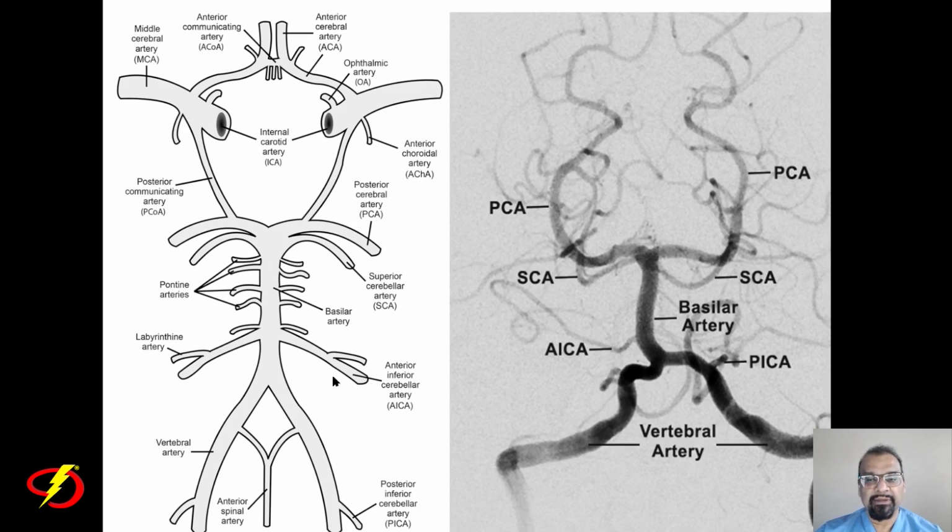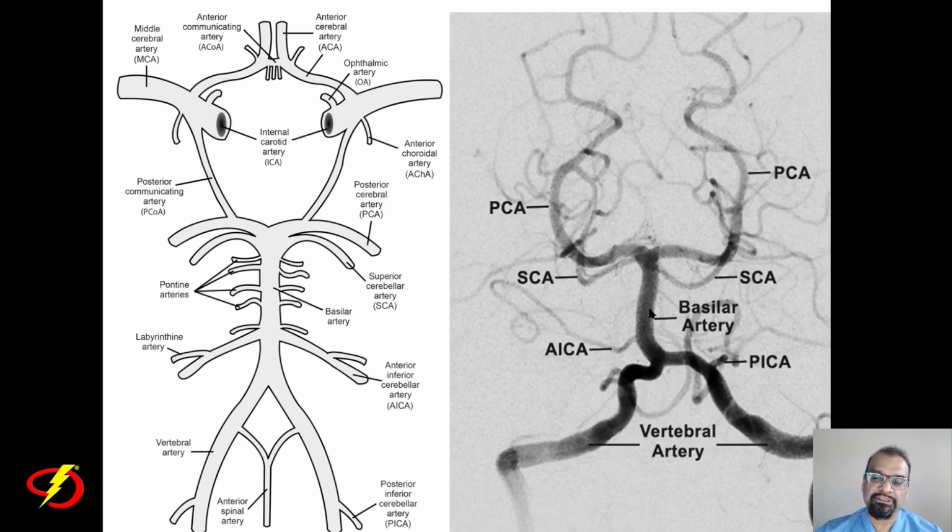So this is the diagram on the left. This is the angiogram on the right. Let's look at the angiogram again and review this. Both vertebral arteries form the basilar artery. Before they do, they give off the posterior inferior cerebellar artery, which we call PICA. After they form the basilar artery, they give off AICA, the anterior inferior cerebellar artery, which has a characteristic curlicue pattern because it wraps around the 7th, 8th nerve complex. The next major vessel that we see is the superior cerebellar artery, or SCA. And finally, the basilar artery terminates into two posterior cerebral arteries.